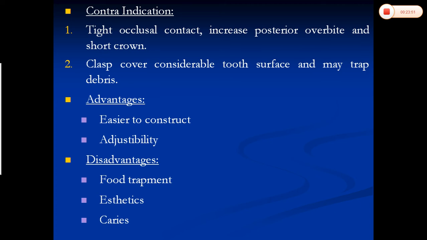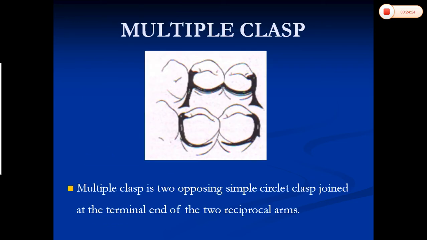We already discussed the length of the abutment tooth should be high to provide two arms of the retentive arm clasp. The clasp covers considerable tooth surface and may trap debris. This is the main contraindication. Advantages: it is easy to construct and adjustable. Disadvantages: food entrapment, as there are two arms shown on one surface of the tooth, it is an aesthetic problem, and caries occurrence. Multiple clasp.